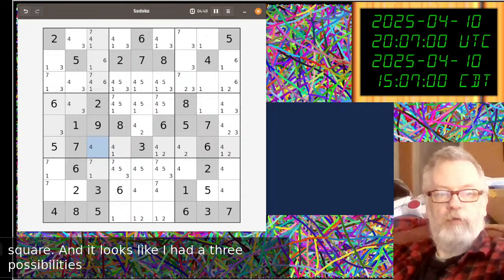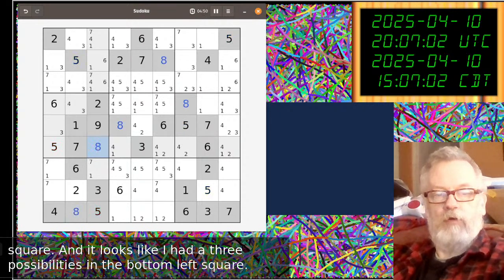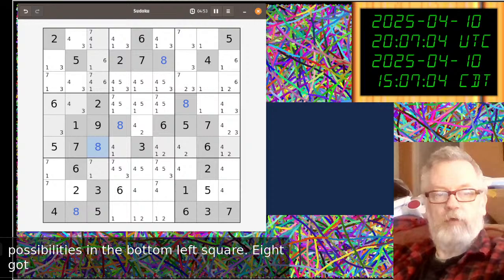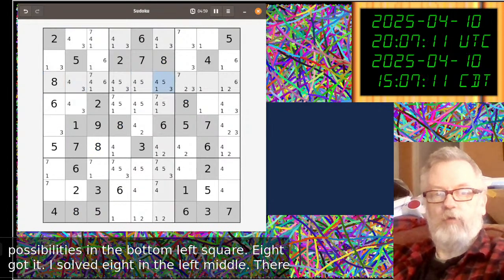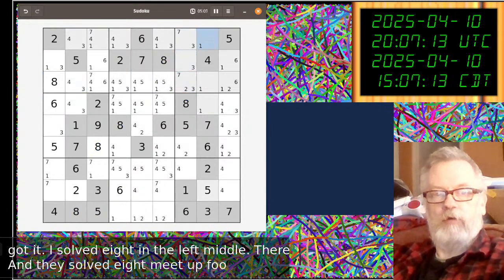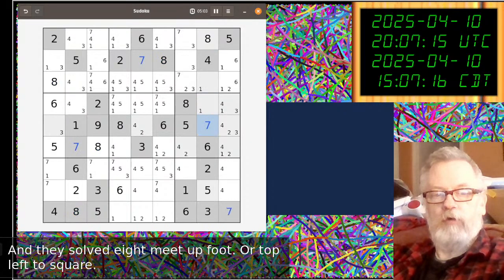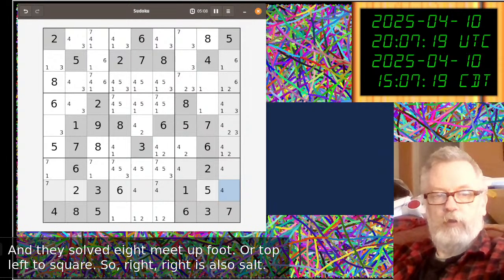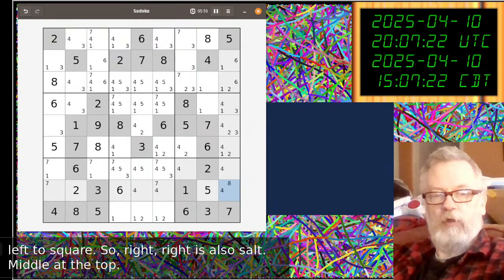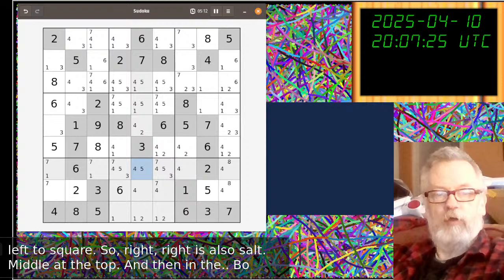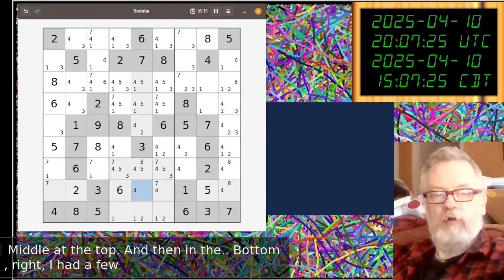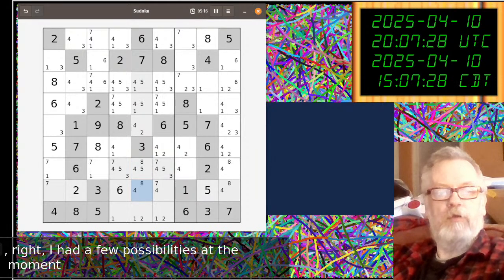8s, got a solved 8 in the left middle square, and a solved 8 in the top left square. Top right is also solved, 8 in the middle at the top, and then in the bottom right, I've got 2 possibilities at the moment. Bottom middle, I've got 2 possibilities as well, and so we move on to 9s.